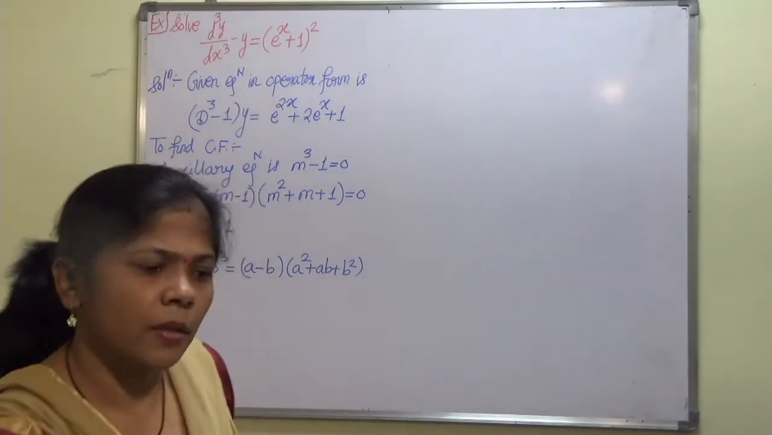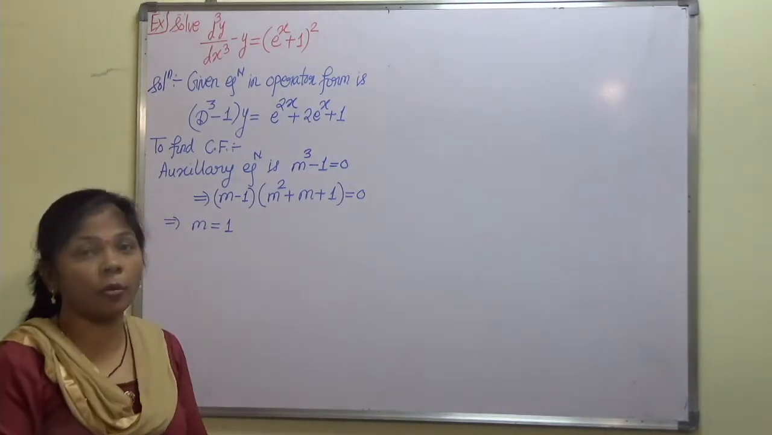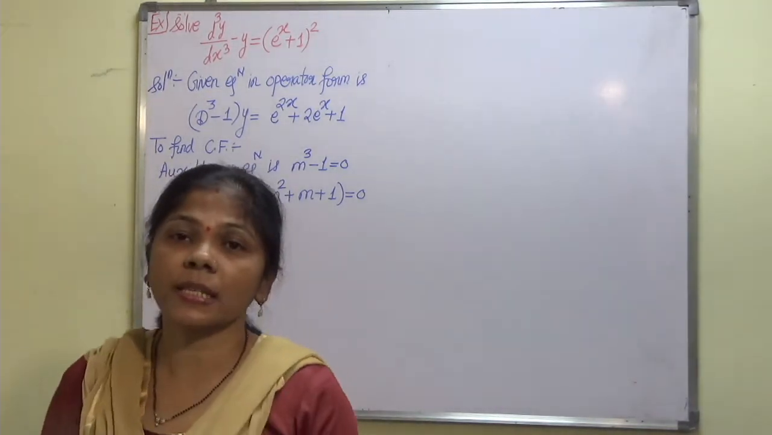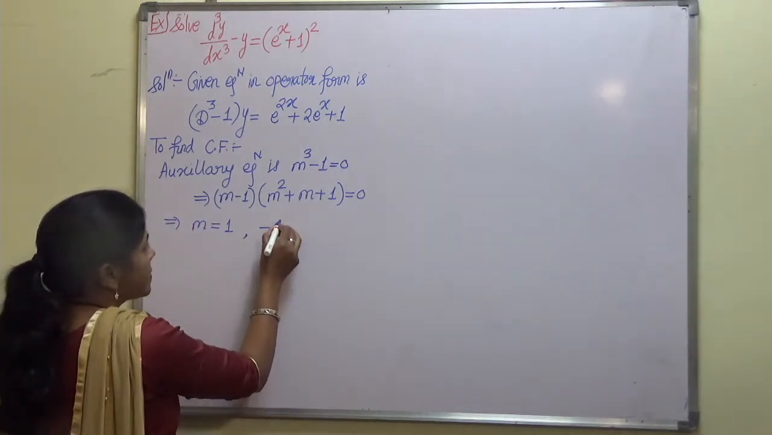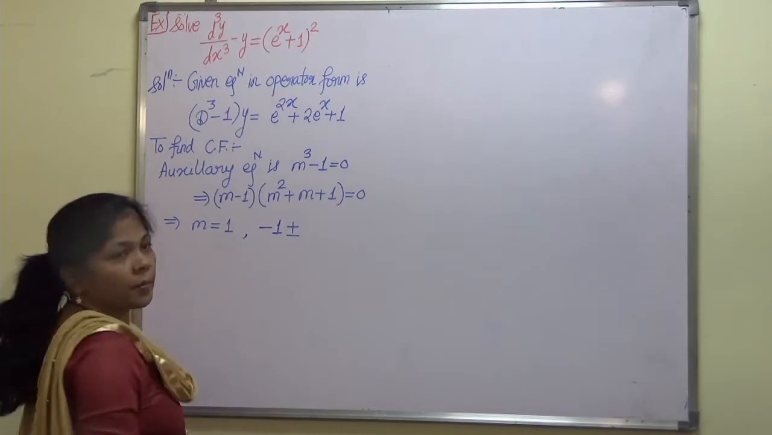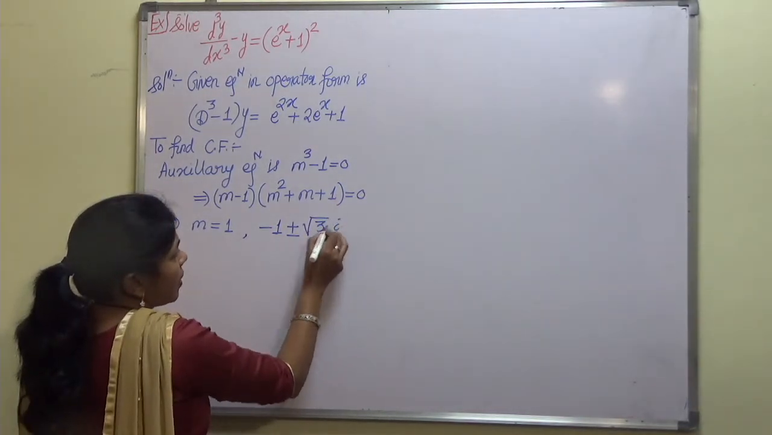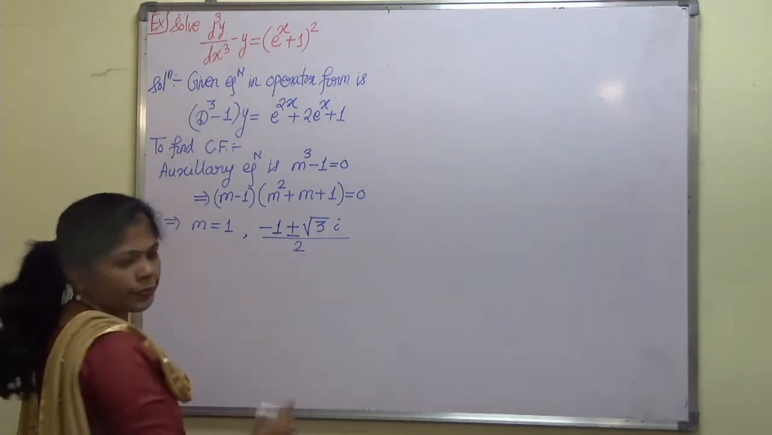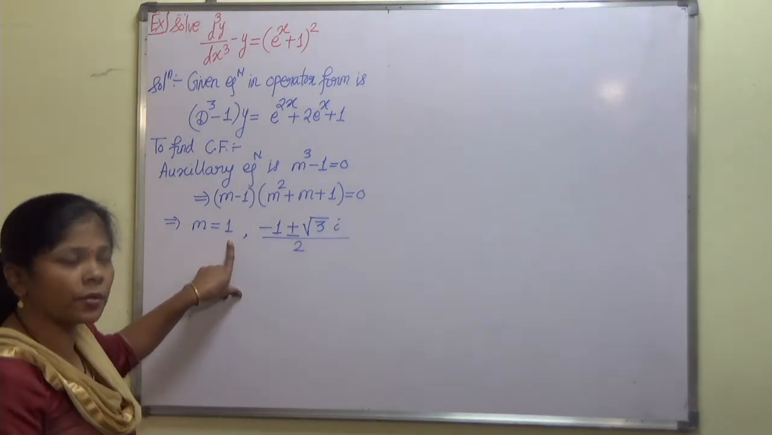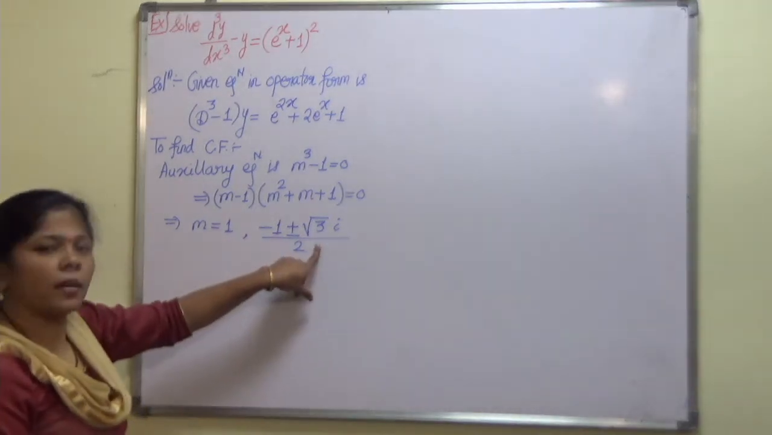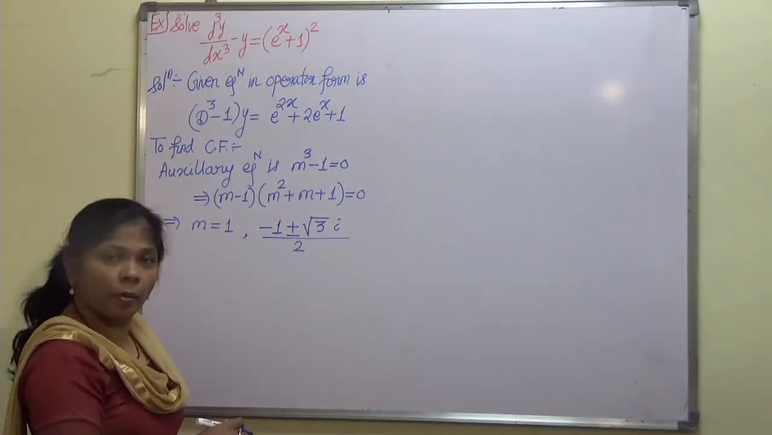And on solving m² + m + 1 = 0 by using the formula (−b ± √(b² − 4ac)) / 2a, we will get this as (−1 ± √3 i) / 2. Right? So we are getting the 3 roots. Out of the 3 roots, one is real and the others are complex. So accordingly we will write the complementary function.